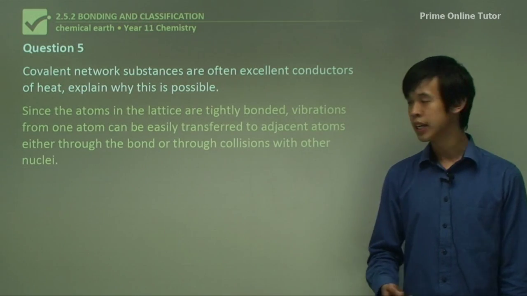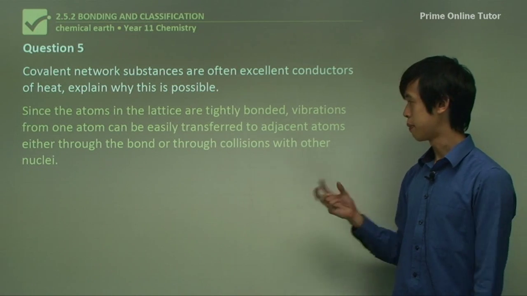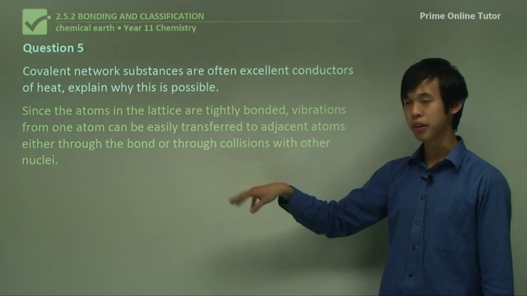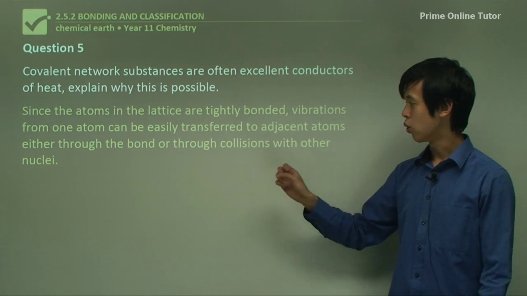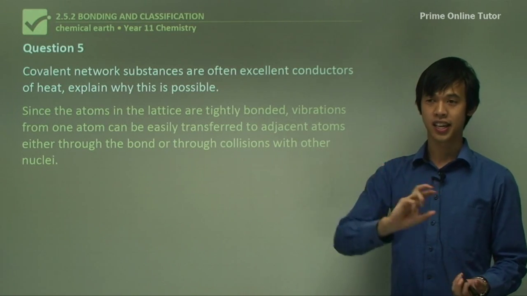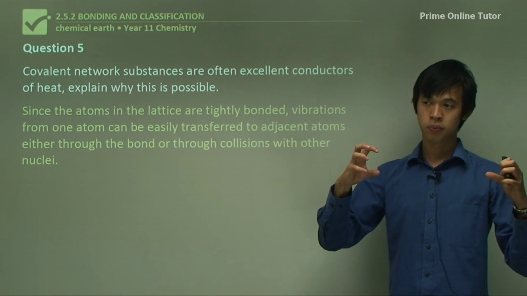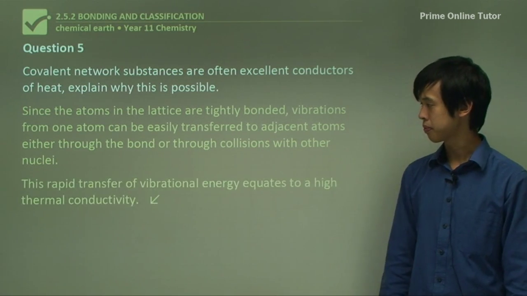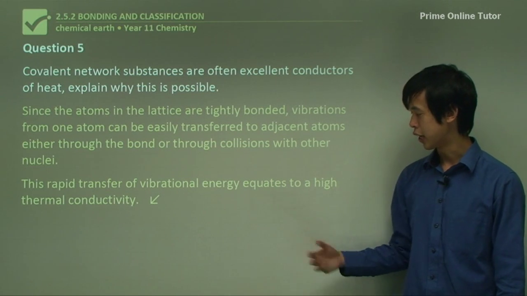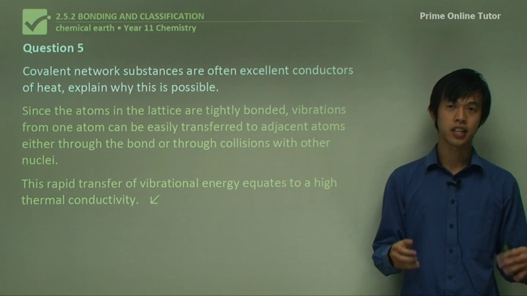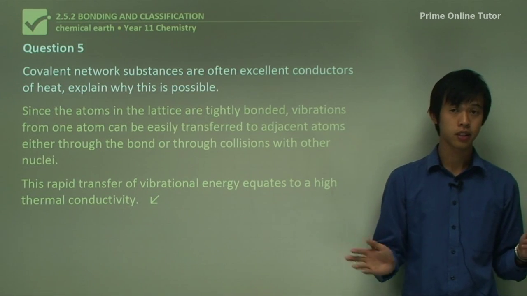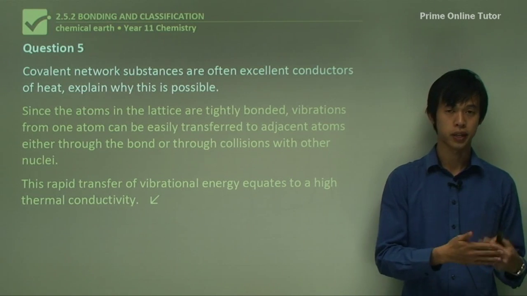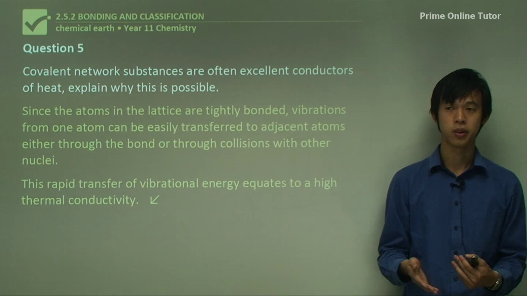Well, since the atoms in the lattice are tightly bonded, vibrations from one atom can easily be transferred to adjacent atoms either through the bond, so the actual vibration of the bond, or if the vibrations are big enough, the nuclei can actually collide with one another. So that quick transmission of vibration helps the heat to move across. So this rapid transfer of vibration equates to a high thermal conductivity. So things that allow the vibrations to transmit very quickly have high thermal conductivity, as opposed to things that cannot let those vibrations move from place to place, thus having a low thermal conductivity.